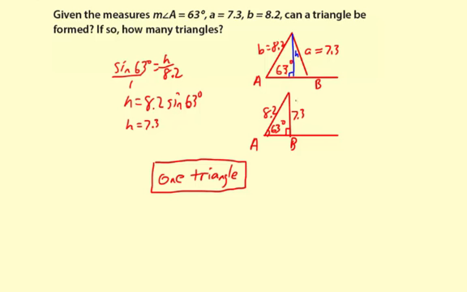Okay, so what if you didn't round? Well, now the height would have been 7.306 and so on, which is actually slightly greater than 7.3. So if you didn't round, you could say it doesn't form a triangle because this a wouldn't quite reach by 0.006. But just to prove the point of how you would form one triangle, we went ahead and rounded so you can see how a right triangle can be formed here.